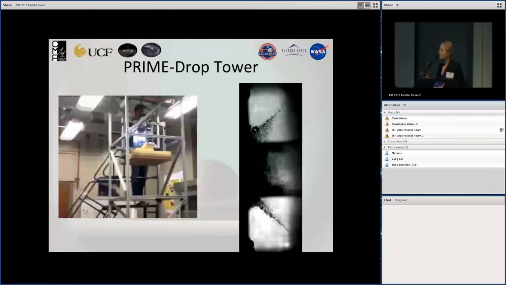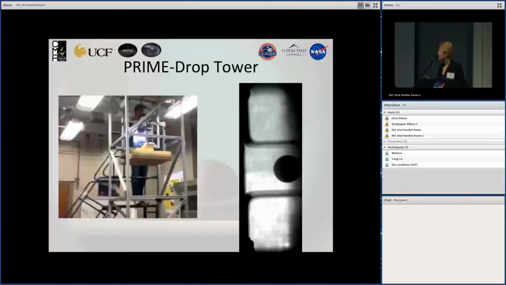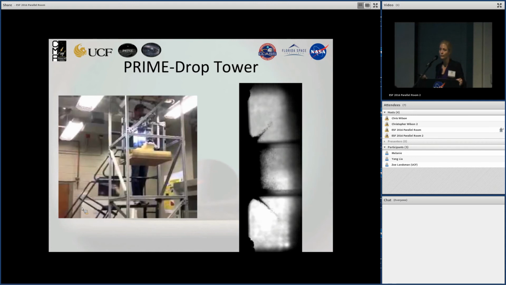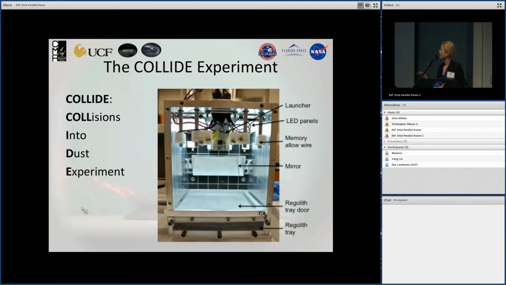Just like in the prime experiment I just showed, we shoot one marble into a bed of regolith, and there you don't have time to observe a nice rebound or what happens for a long time afterwards. So this limits us in the lower speeds that we can get. There we are more around 50 to 100 centimeters per second.